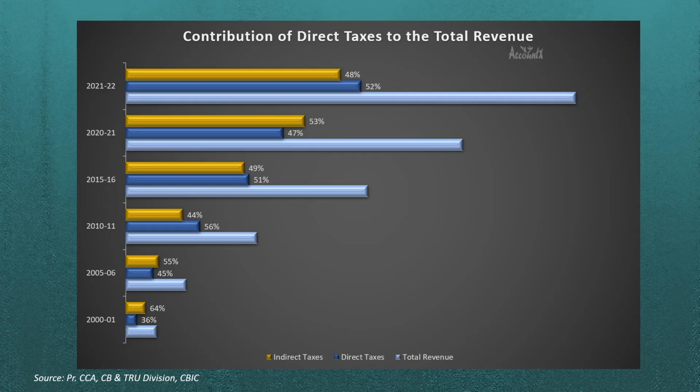So after going through this chart, we can say that during the last year, that is in 2021-22, 52% of total revenue is from direct taxes. Let us now talk about cost of collection.